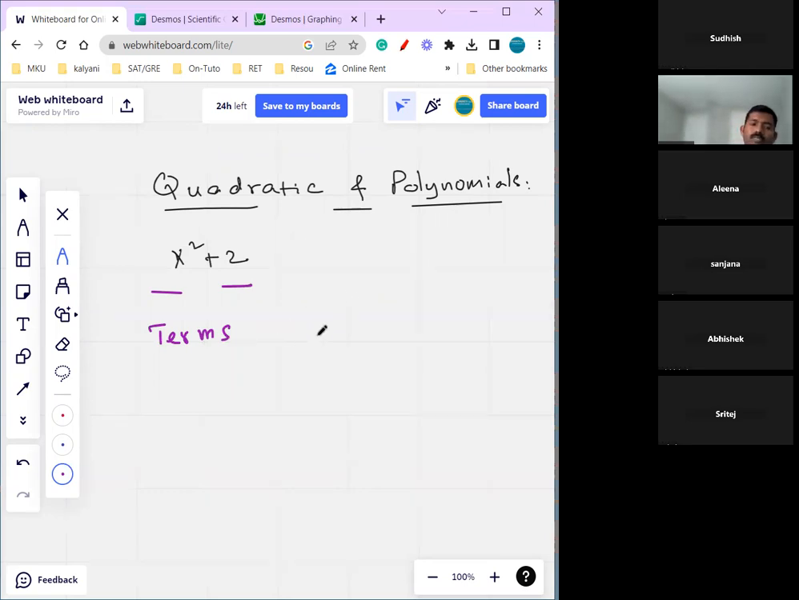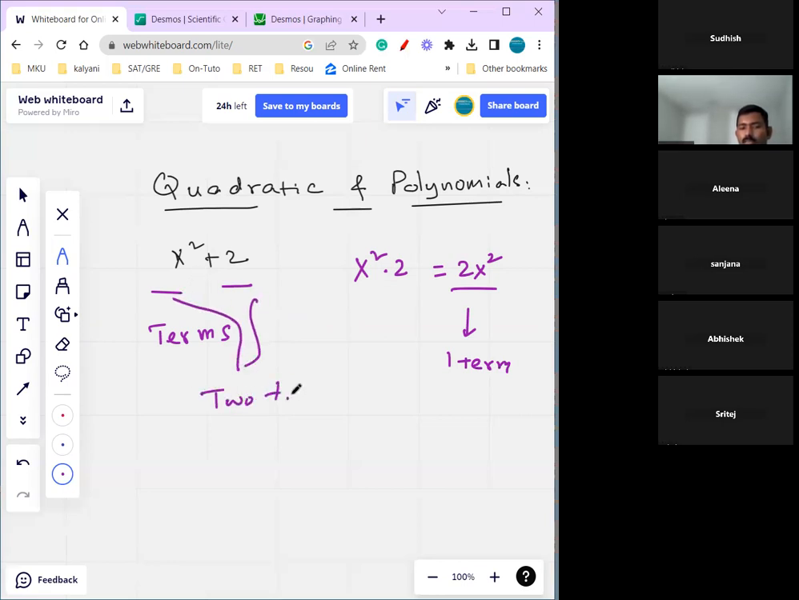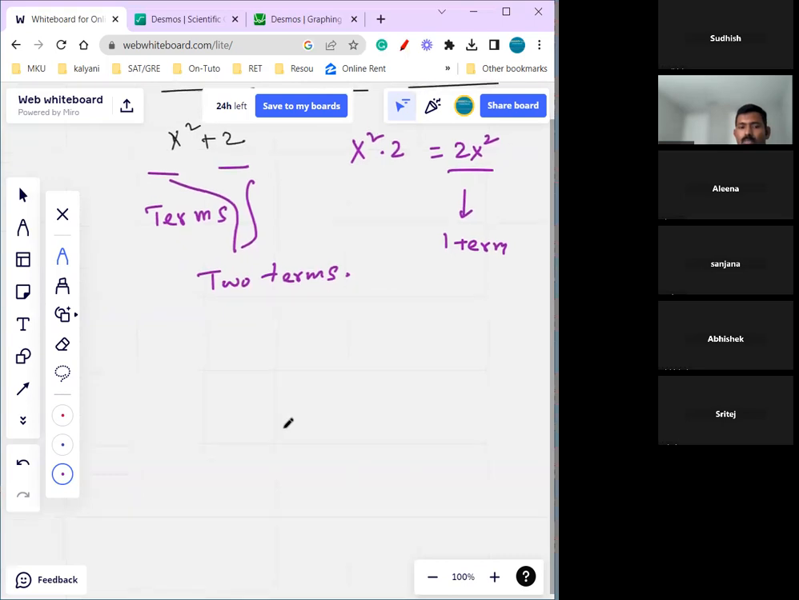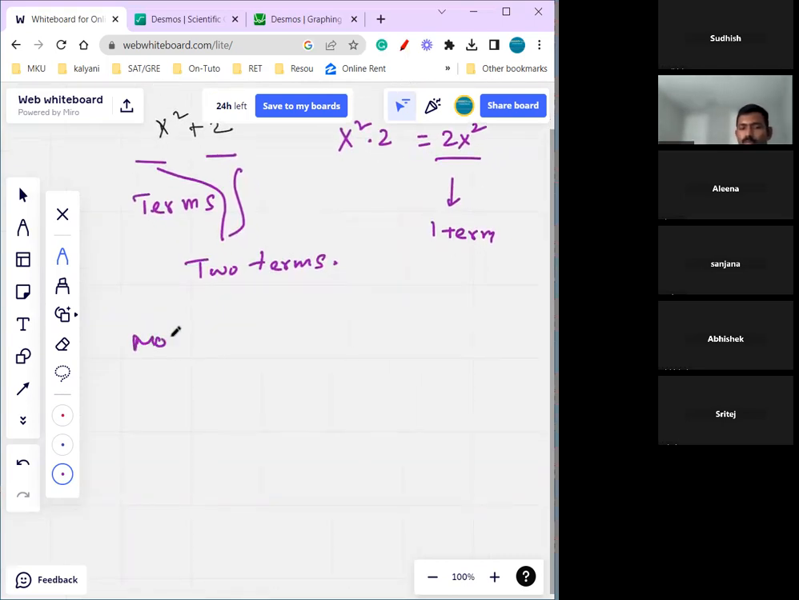Okay, so these are the terms, and terms are separated by a plus or minus sign. Always, you guys know it. Let's say if I write x squared times 2, this is 2x squared, and this is only one term. But here are two terms. The terms are always separated by a positive or a negative, but not multiply or divide. Remember that.